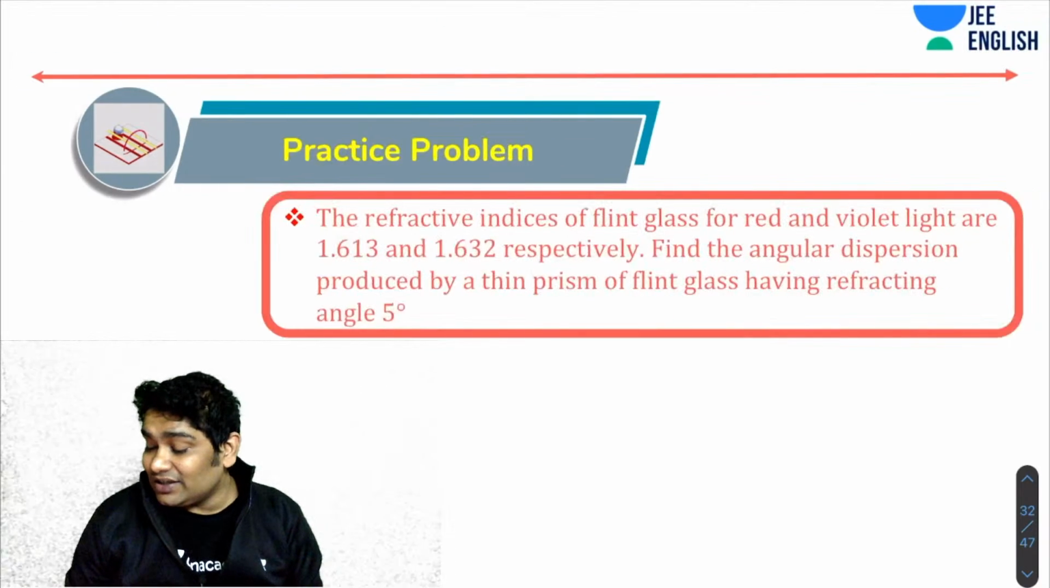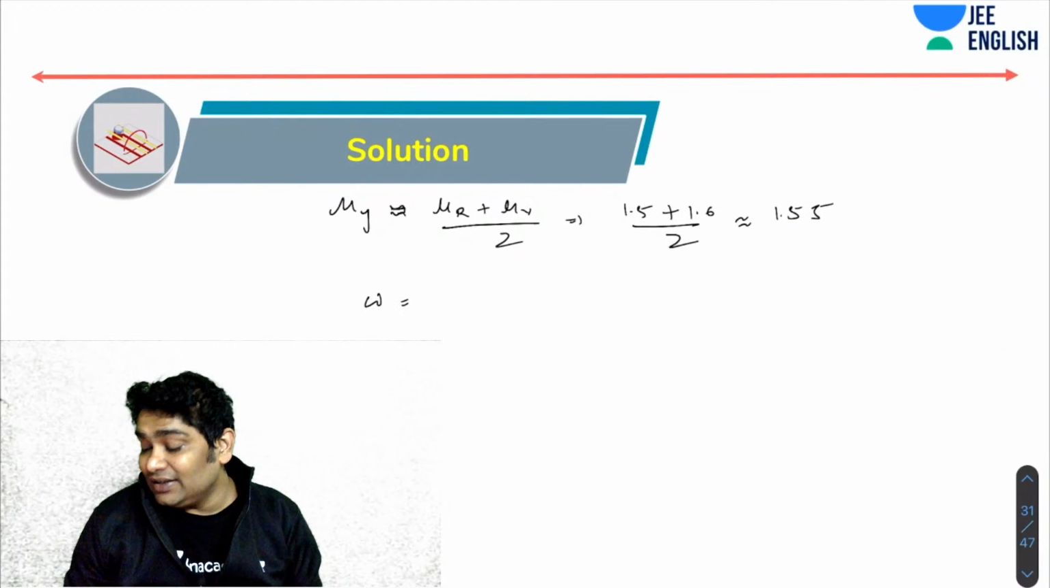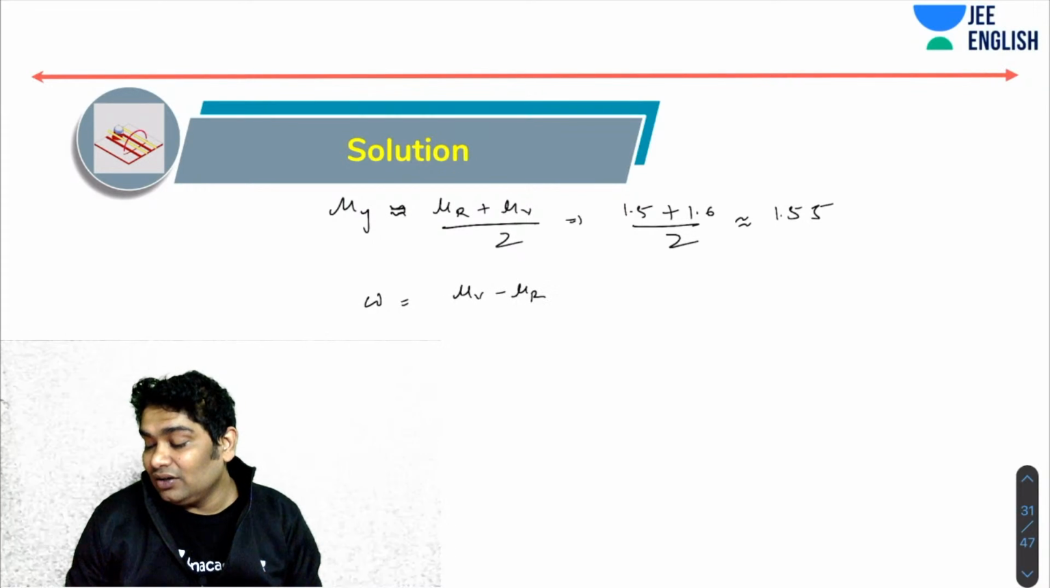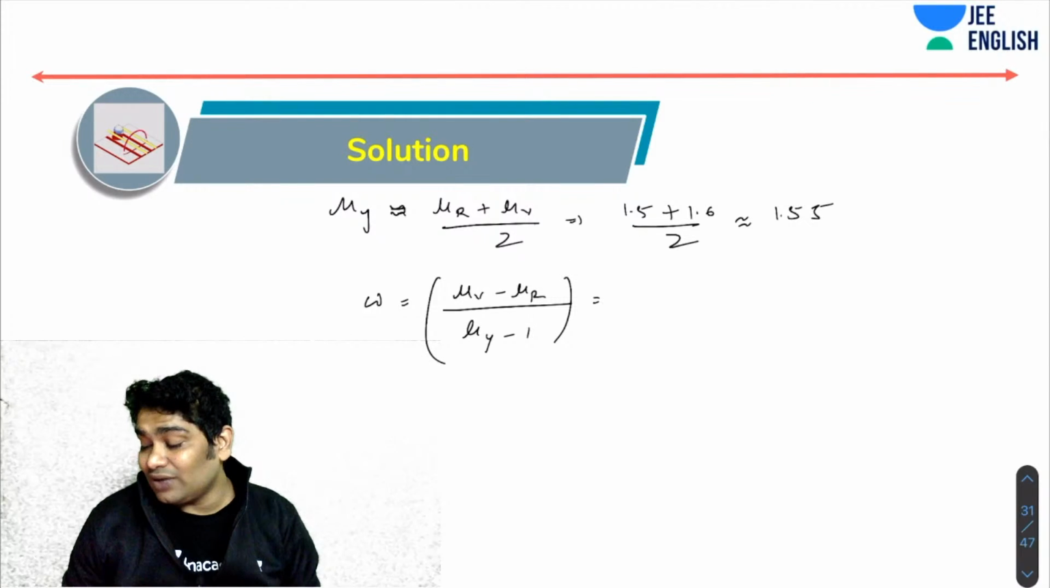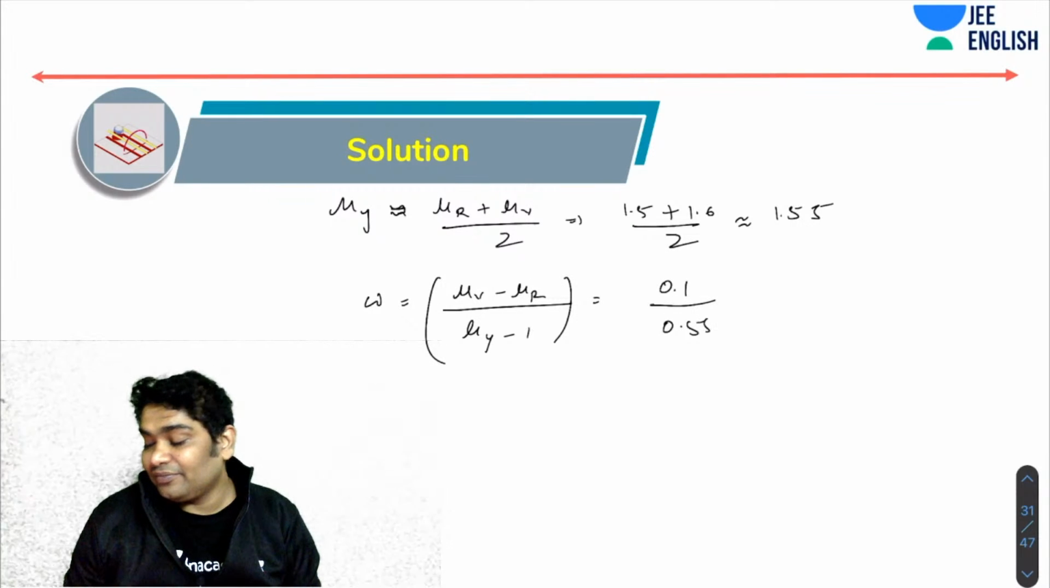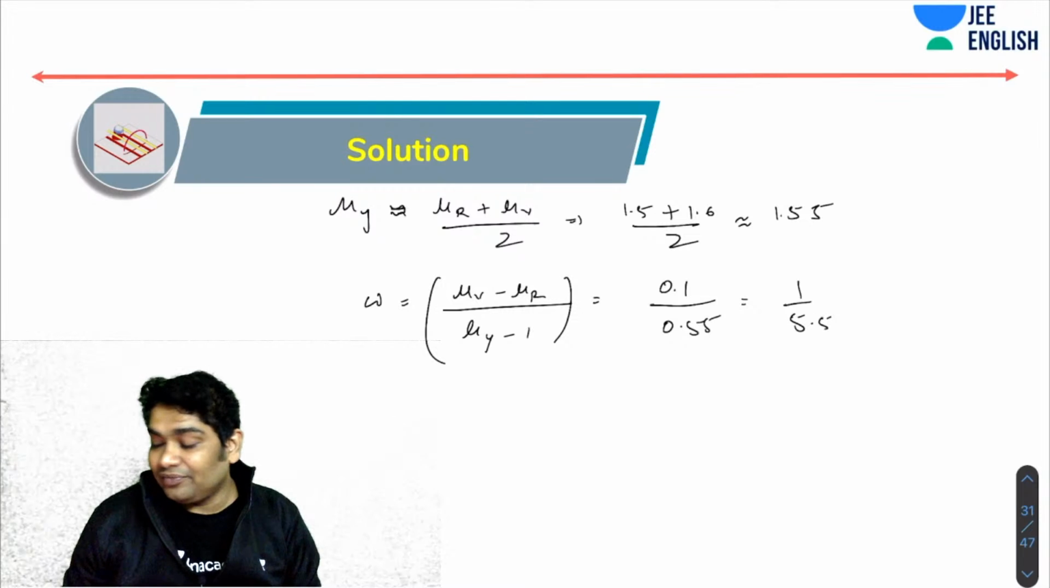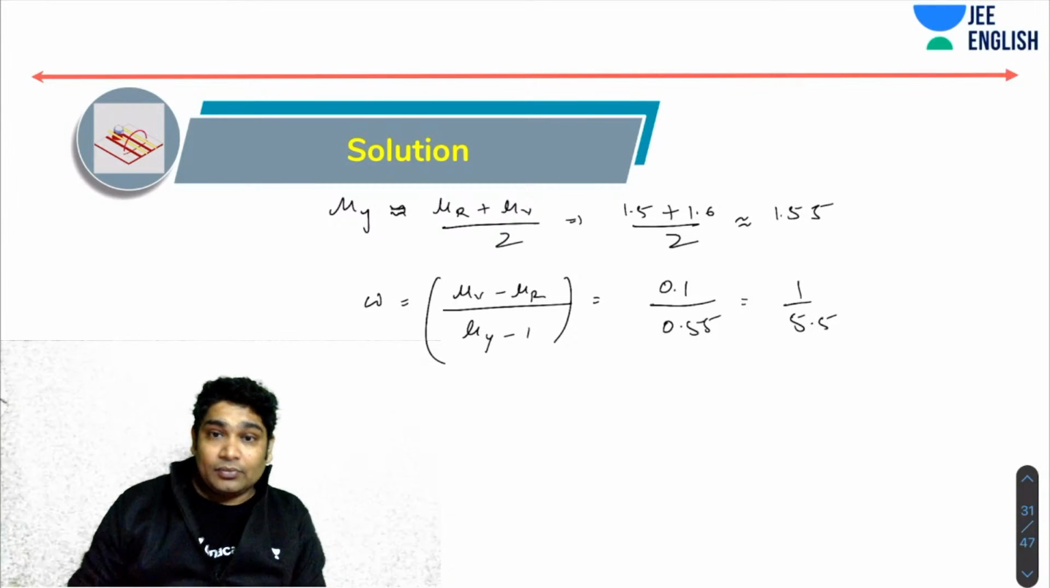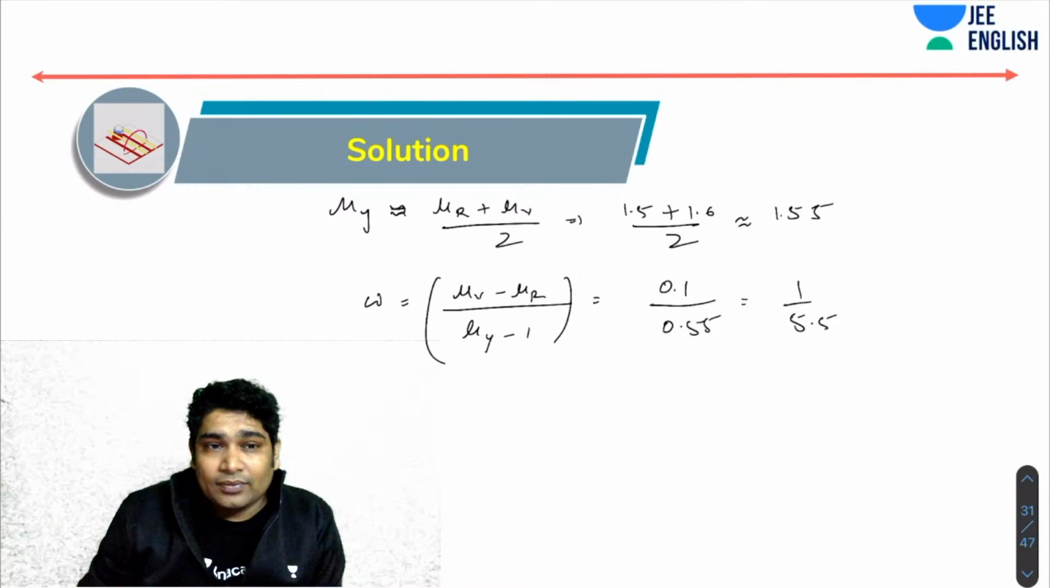Once I know this, I know the dispersive power omega is mu of violet minus mu of red over mu of yellow minus 1, so this also can be calculated easily. It would have been 0.1 over 0.55. That would have been your correct answer: 1 over 5.5. That is the dispersive power.